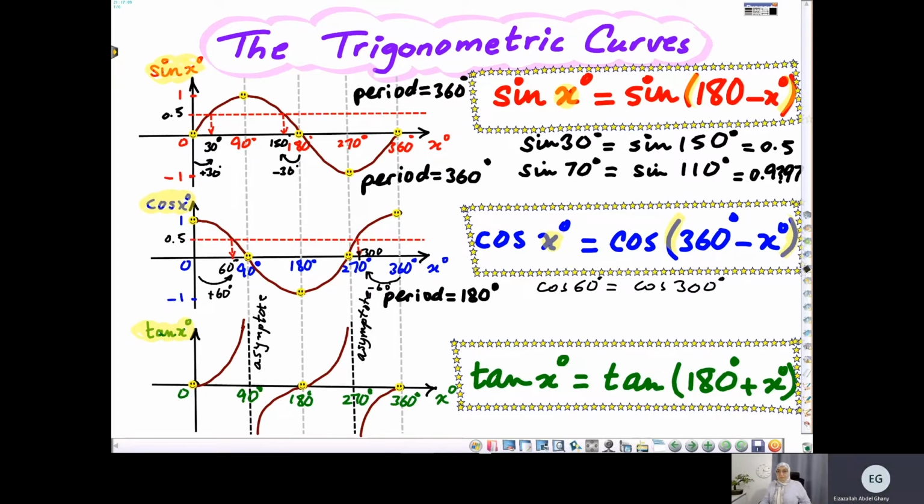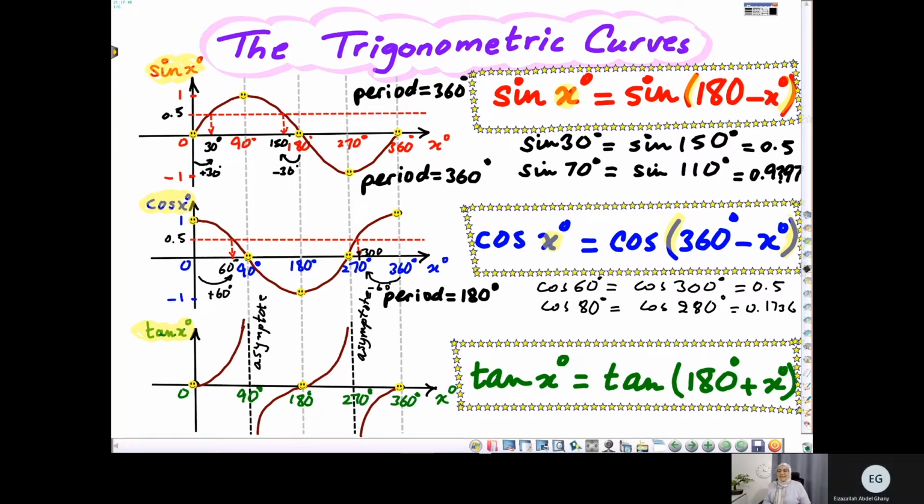Do you need another example for acute angles? Okay. Cosine 80 equals cosine 360 minus 80, which will be 280. How to check? Click cosine 80. It will be 0.1736. Click cosine 280. It will be, wow, the same value.